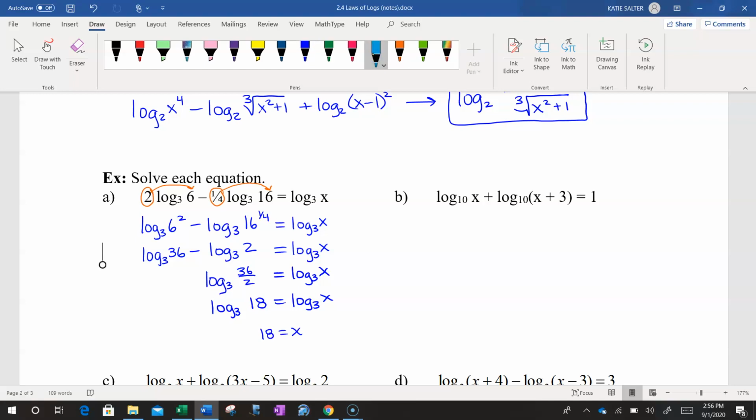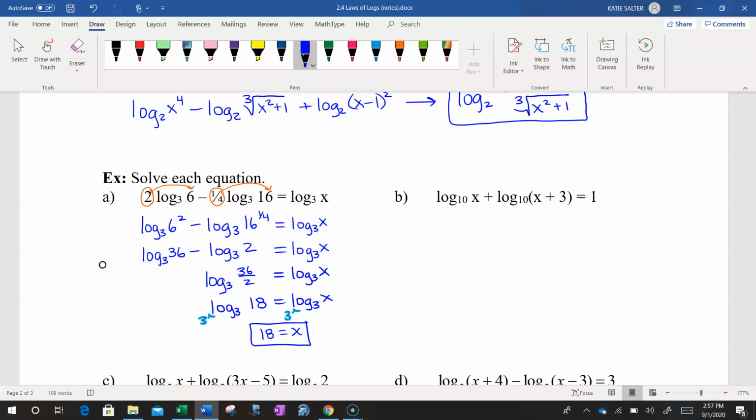Or you can apply your exponential function property of equality and base it up on each side, and then they cancel each other out, and we get 18 equals x. And if you checked 18, it's good because it makes you have the log of a positive number, so we do not have extraneous solutions.